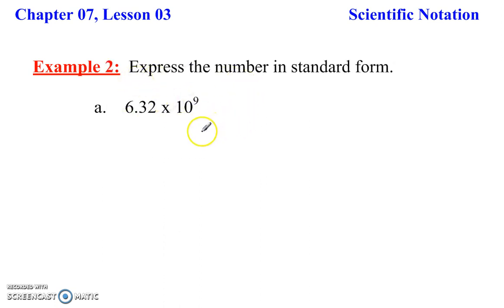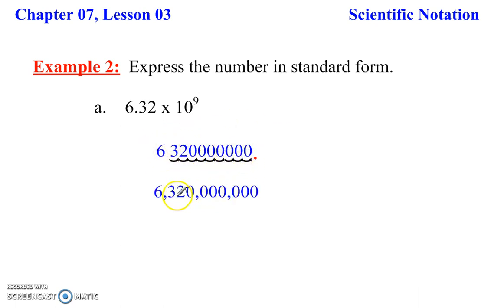All right? Express this number in standard form. Well, to the 9th power, every multiple of 10 moves the decimal one place. So I'm going to move that decimal 1, 2, 3, 4, 5, 6, 7, 8, 9 places over. And then I need to fill that in with zeros. And there's my very large number. Now go back and put those commas in.